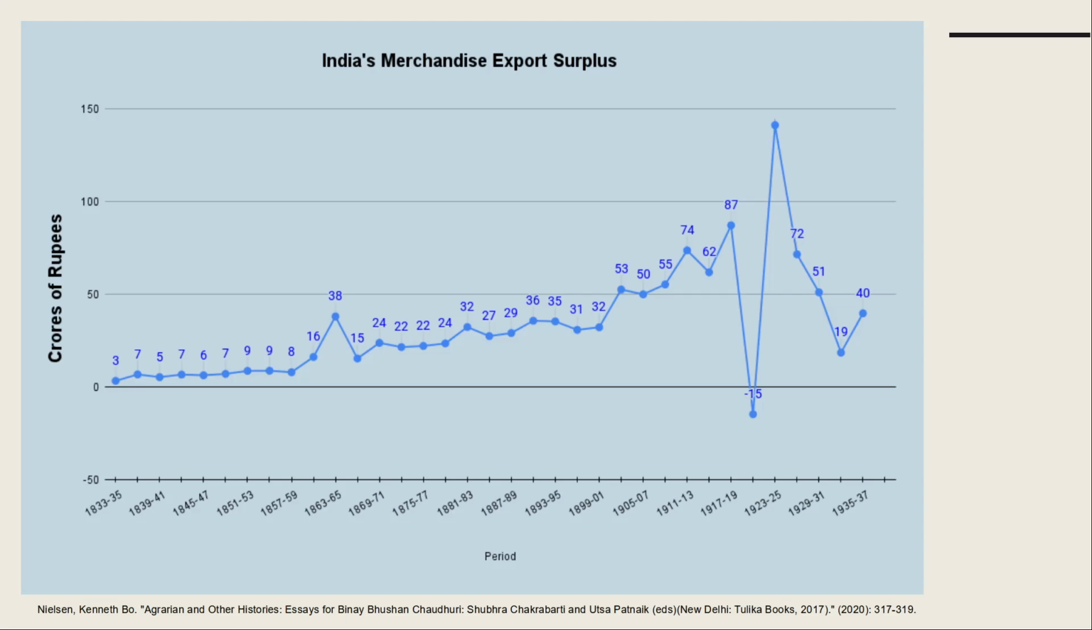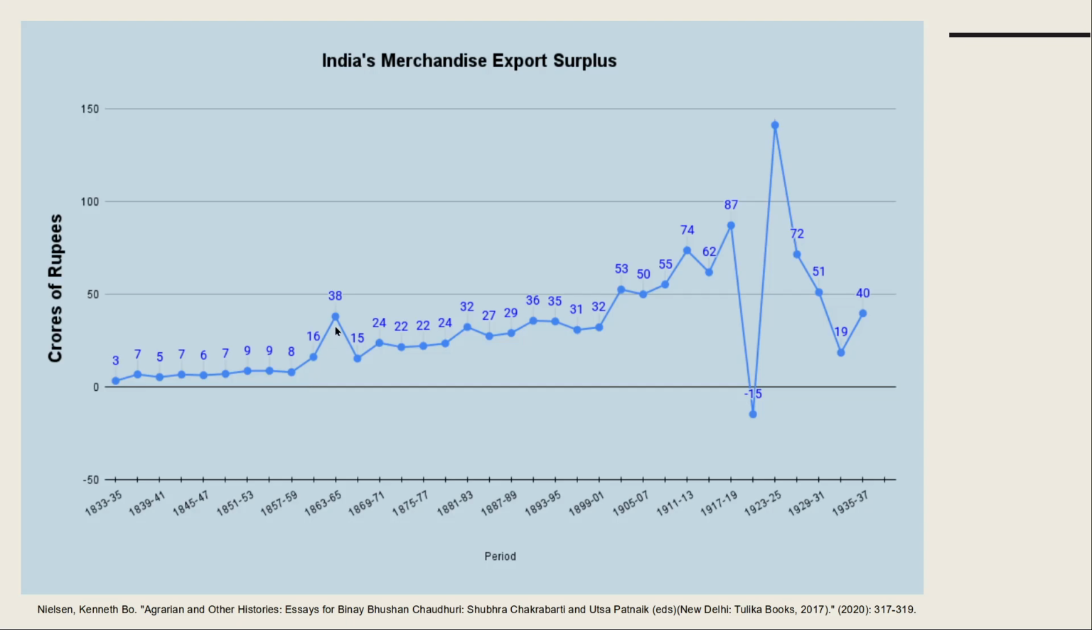It's not always the case, especially after the 1970s when the Bretton Woods Agreement was scrapped. But till that point, the amount of gold the government had was definitely one of the key strengths behind their currency. Okay, so we can see we always had a merchandise export surplus.